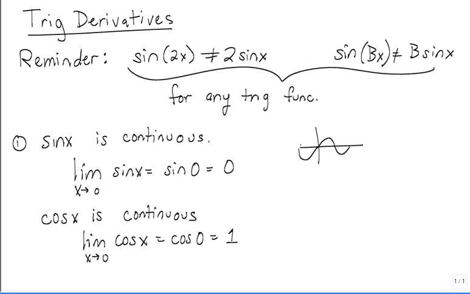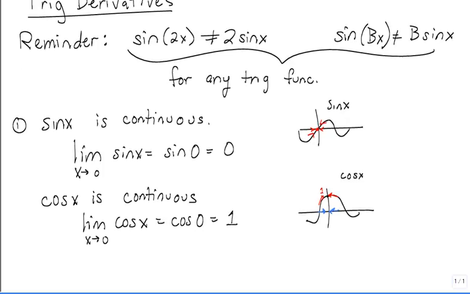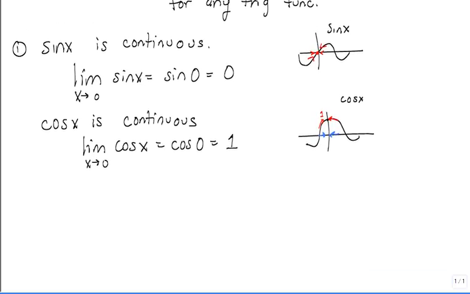Here's a graph of sine, and it makes sense that as you're approaching 0, your graph is going to 0, so right there. And for cosine, same thing. Here's sine x, cosine x. As you're getting closer to 0 on the x-axis, the y values for your graph are getting closer to 1. So again, that should really make sense.